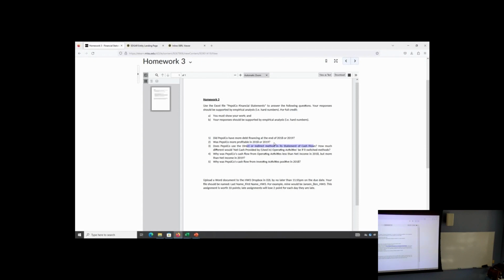No, this is, I don't want to say a trick question, but again, just look up direct and indirect method for calculating your operating cash flow. And that should answer this part of the question.